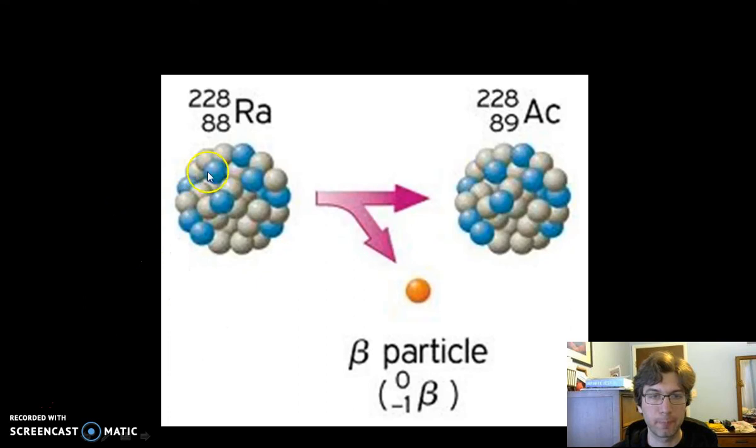Here's another example. Here is radium. Radium is number 88, has a mass of 228. It's going to go through beta decay, and it's going to become actinium, which also has a mass of 228, because an electron, my beta particle, is not really affected by mass. It's 1/2000th of a mass unit. It's neglected, and we ignore that when we calculate mass. So our mass doesn't change. However, our atomic number does go up by 1 because one of these neutrons became a proton.